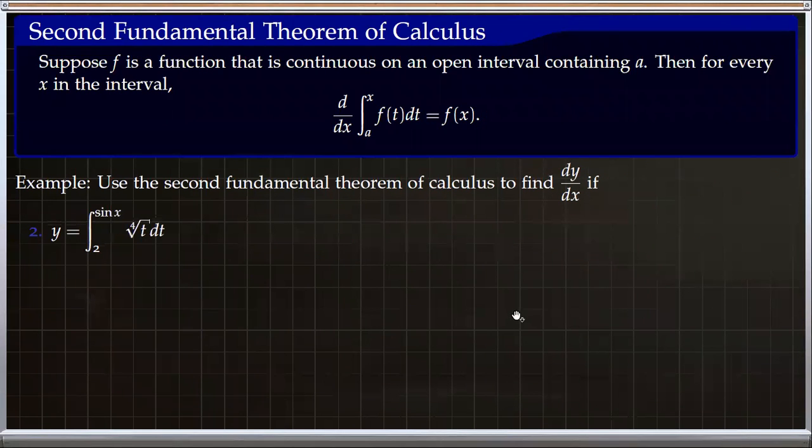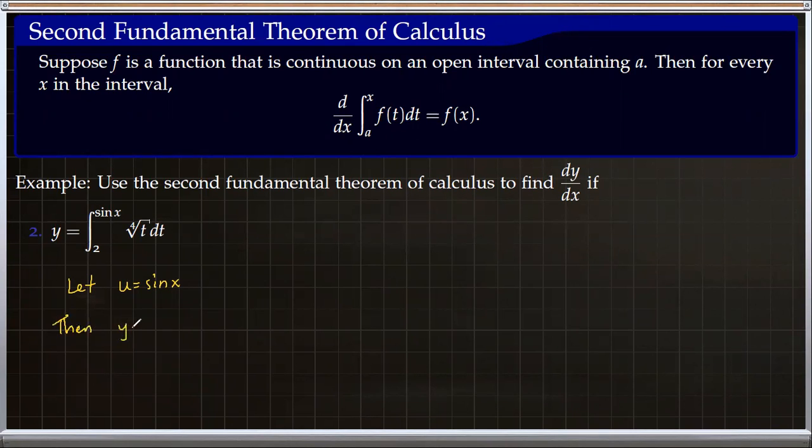So next we have y given as the integral from 2 to sine x of the fourth root of t with respect to t. So in this case, a is again 2, but our x as the upper limit of the integral is replaced by sine x. So it's not quite like what we have in the formula, but we can make it look like what we have in the formula by letting u be sine x. And then we try to write the whole integral in terms of u.